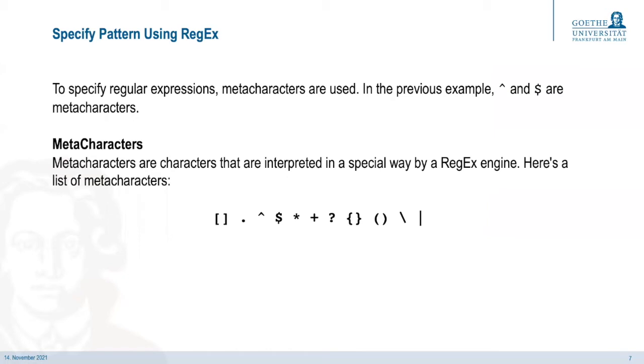And to define a pattern, to specify a pattern using regular expressions, we use meta characters. In the example we previously reviewed, we used this little hat, which is known as caret, and the dollar sign. These are examples of meta characters, and here is a list of various commonly used meta characters. For example, square brackets, period, caret, dollar sign, star, plus sign, question mark, braces, parentheses, backslash, and this vertical bar, sometimes known as well as pipe.